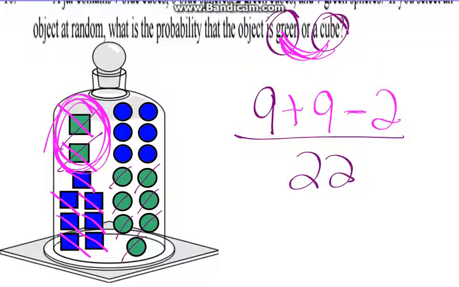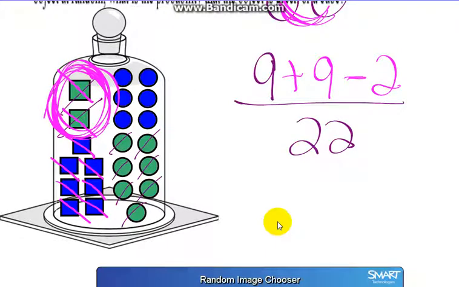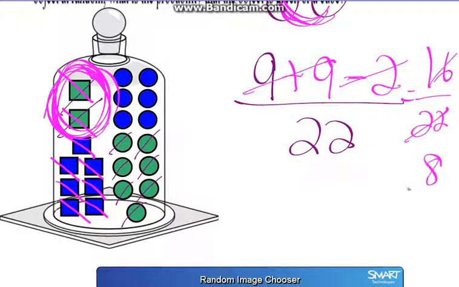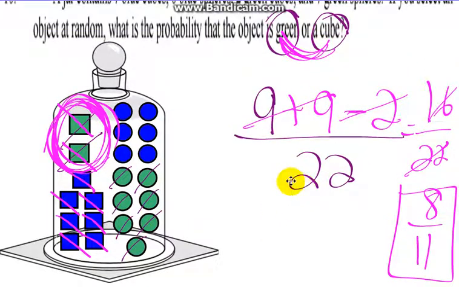So you add all your greens, you add all your cubes, and you take away the things that are green and cube because we doubled on those. Now, when you finish, then you've got 18 minus 2, which is 16 over 22, and we'll simplify that to 8/11. And that is our chances of picking a green or a cube.